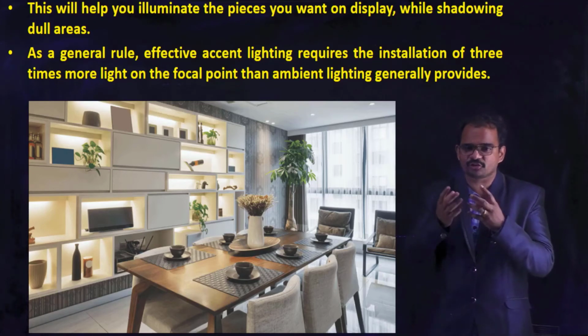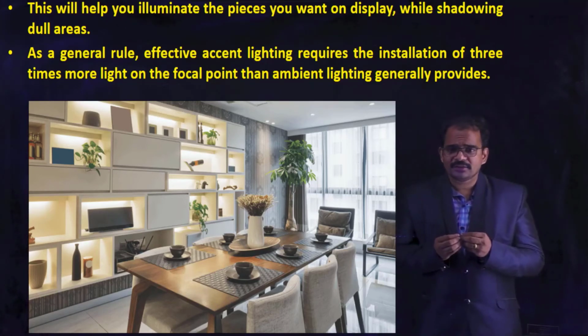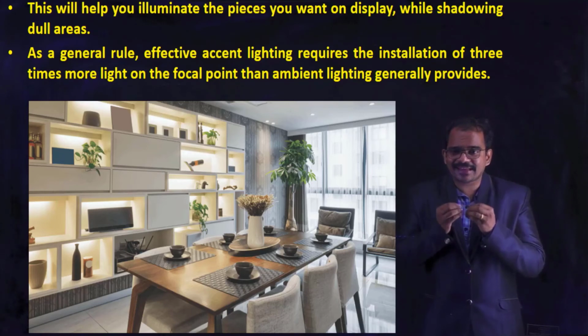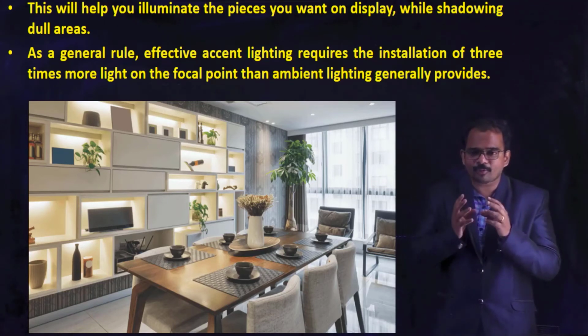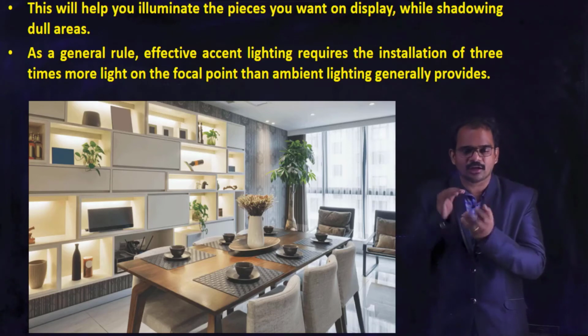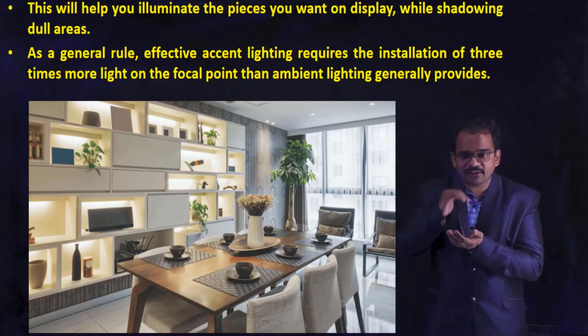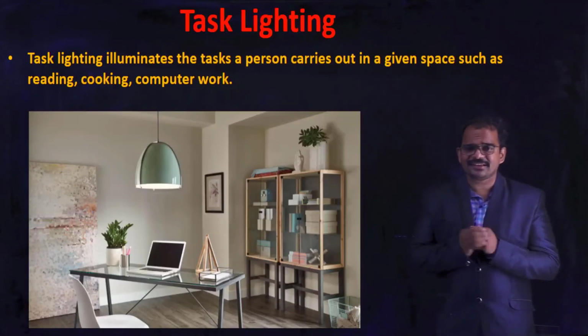observer's attention. As a general rule, effective accent lighting requires the installation of 3 times more lighting than the ambient lighting generally provides. So you need to provide 3 times more lighting to that particular item you want to expose. And the third type of lighting is task lighting.